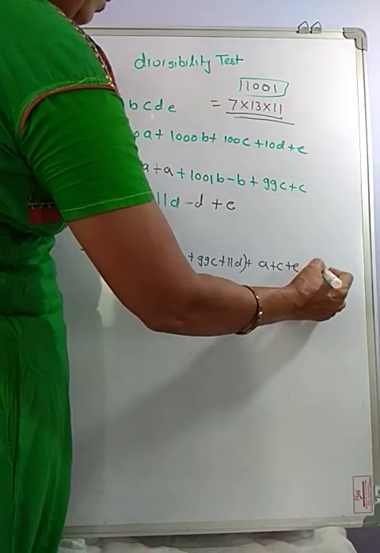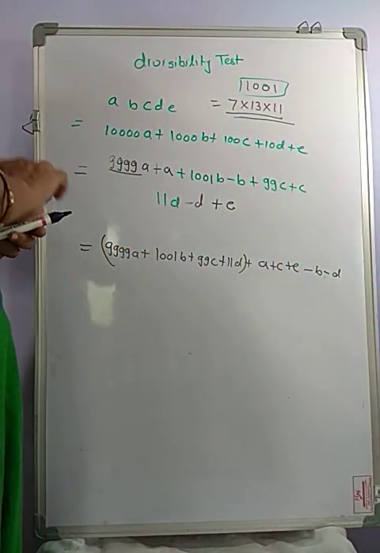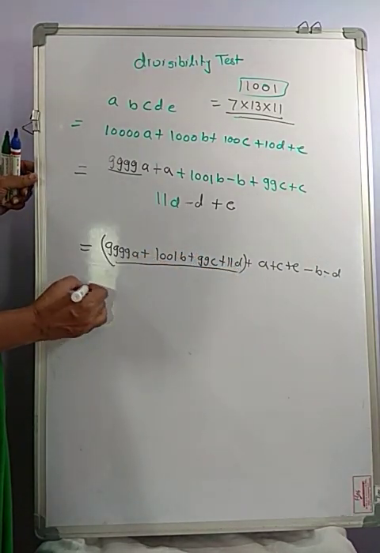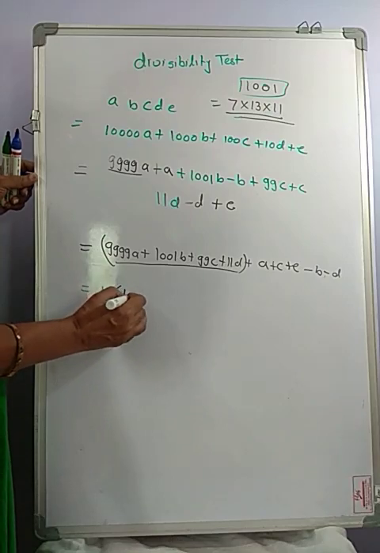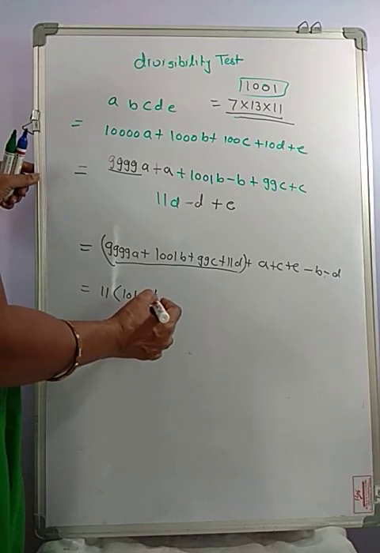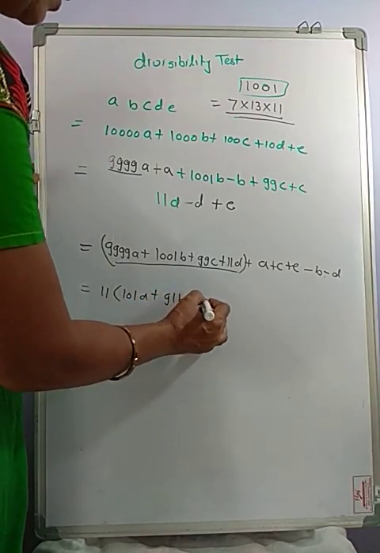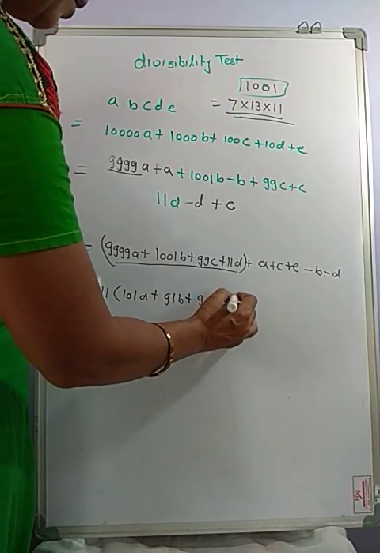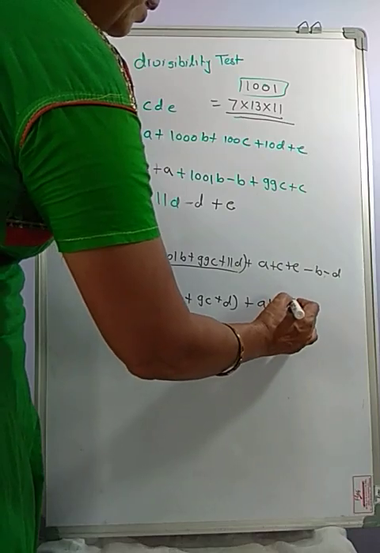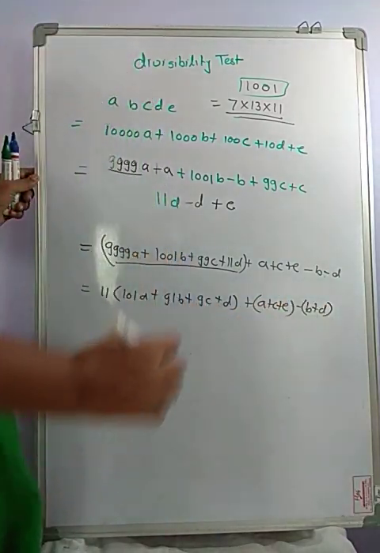Minus B minus D. Now we know that this number is divisible by 11. That is 11 in bracket 101A plus 91B plus 9C plus D, plus A plus C plus E minus B plus D.